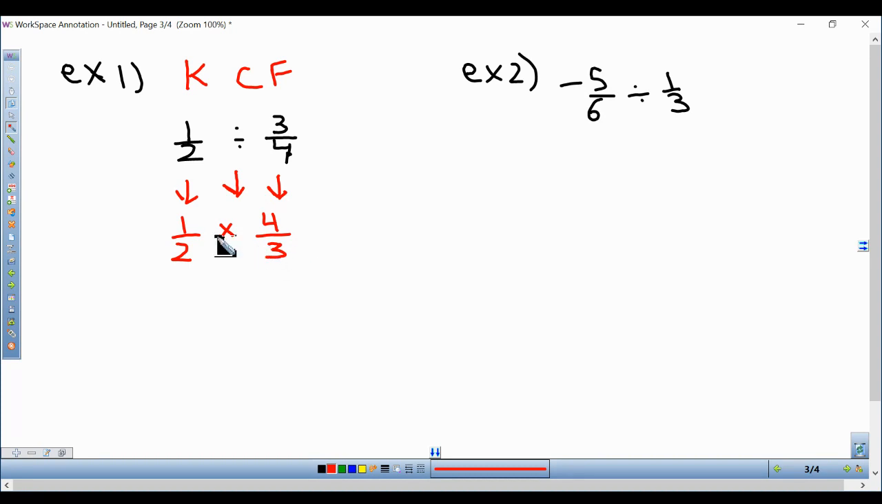Solve it the exact same way we do. 1 times 4 is 4. 2 times 3 is 6. Do we have any negatives that we have to worry about? No, we don't. But 4/6 can be simplified to 2/3. And that should be your final answer.